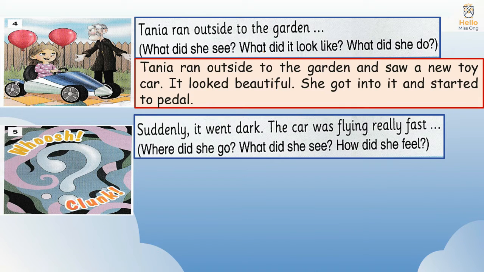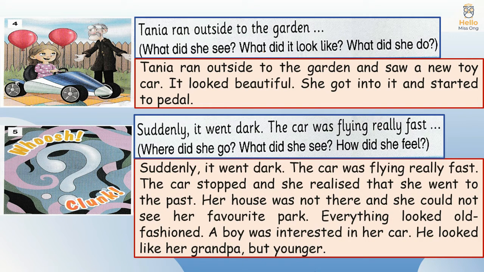Picture 5. Suddenly, it went dark. The car was flying really fast. Where did she go? What did she see? How did she feel? Suddenly, it went dark. The car was flying really fast. The car stopped and she realized that she went to the past. Her house was not there and she could not see her favorite park. Everything looked old-fashioned. A boy was interested in her car. He looked like her grandpa, but younger.